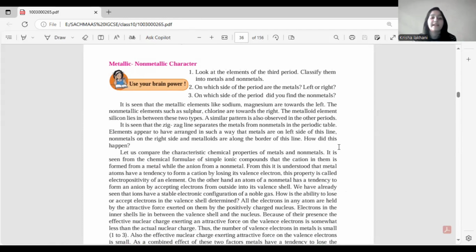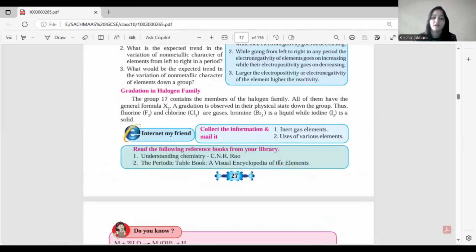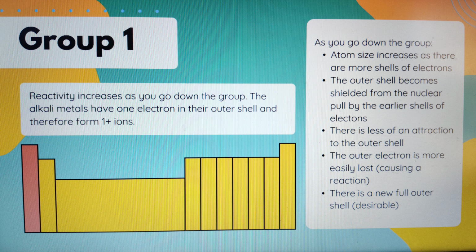Okay. Metallic and non-metallic characteristics I will explain you right now, and groups I will explain you right away. First, I will explain you the groups, and then we'll see electronegativity and electropositivity. Group 1 is called the alkali group. Group 1 is called the alkali group. What do you mean by alkali group? It is a name given to it by the Latin scientists and everybody. It is called the alkali group.